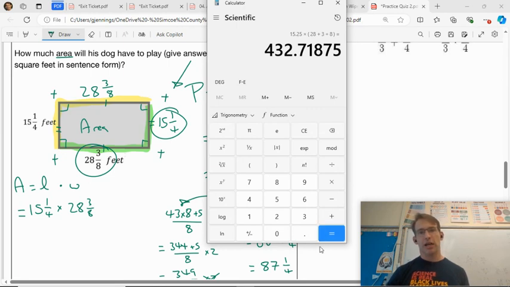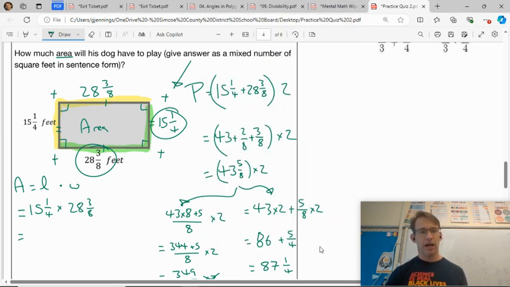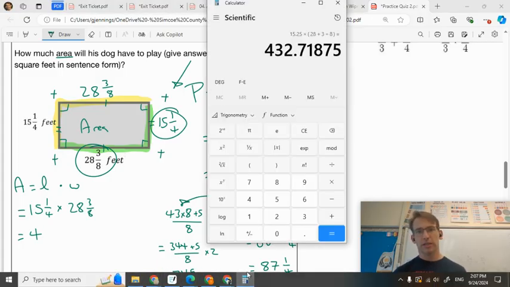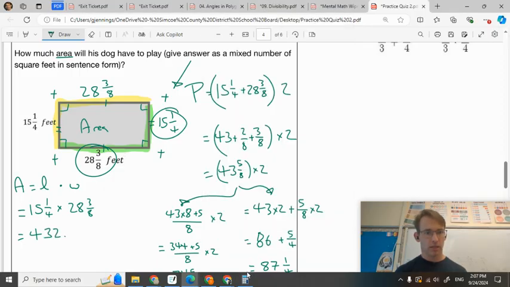So there, that's how much area the dog will have. It will have 432.32. Yeah, about 433 square feet. 432 and a bit square feet. The dog's not counting that fine, so this would be a fine answer. And then I want to give my answer this way. Feet squared. Square foot. Like that. And that's it.